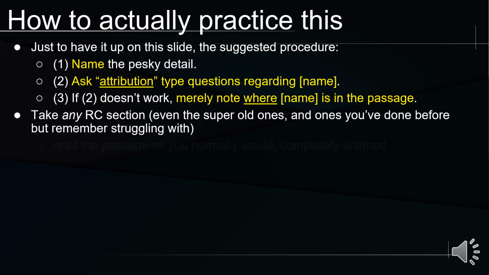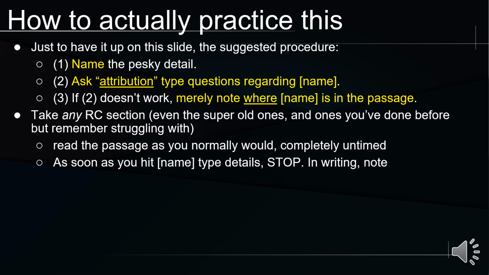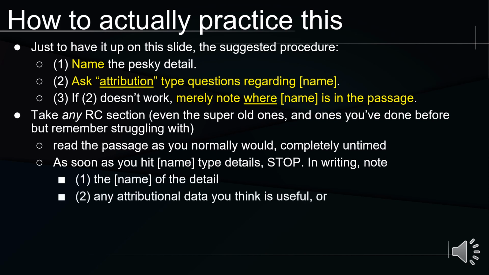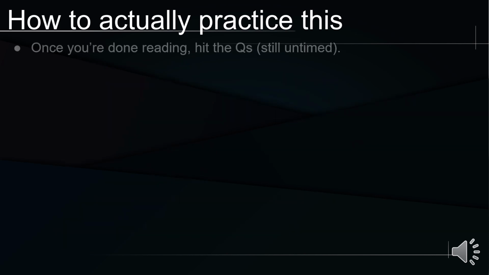Anything is fair game. Take any RC section, read the passage as you normally would, completely untimed, and as soon as you hit those pesky details, stop. In writing now, note again, this is the exact same procedure, the name of the detail, any attributional data about that detail you think is useful, or failing that, merely where that detail is. After you've done that, continue reading again, stopping to engage the above procedure every time you need to. Once you're done reading in this manner, hit the questions, and I would still recommend doing them on time because this is going to involve a couple unusual things you wouldn't probably do on test day.